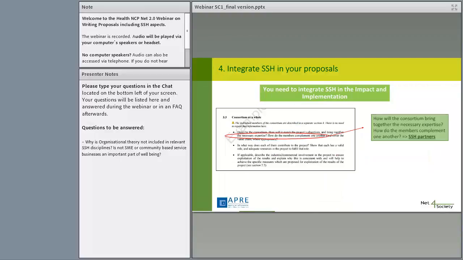And here you have, for example, the section in the implementation dedicated to the consortium as a whole. And here again, you need to explain how the expertise of all members of the consortium complement one another. So here you need again to explain the multidisciplinarity of your proposal. How are you involving all the disciplines required by the topic? You need to be very, very clear in this section.